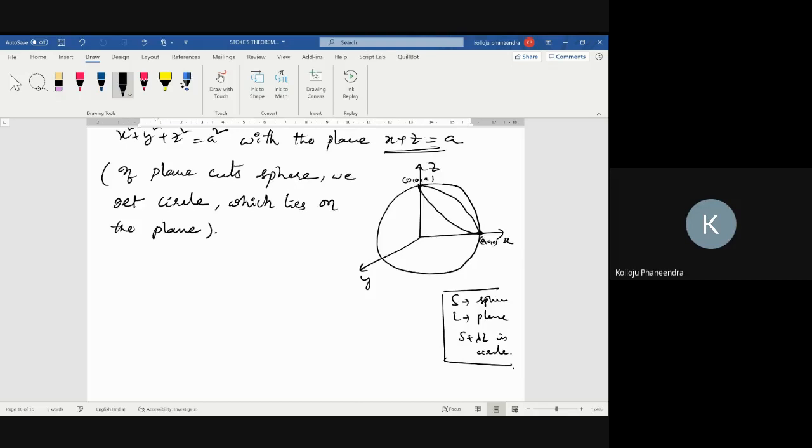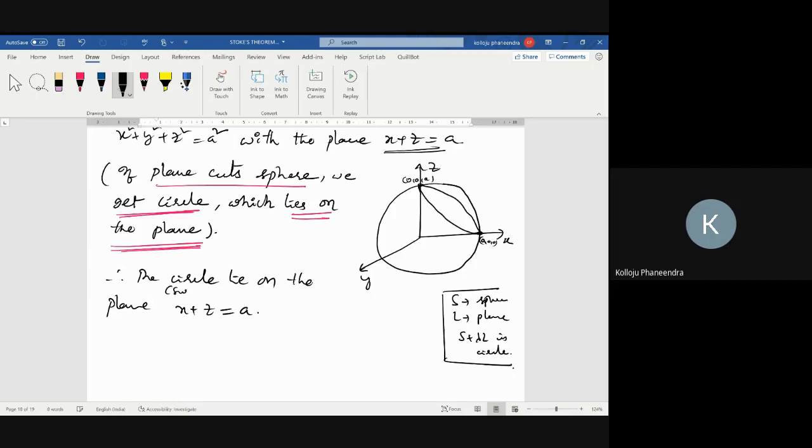In intermediate, to calculate lambda, some condition will be given for you. But here it is not like that. This is very, very important, remember this. If a plane cuts a sphere, we get a circle, and that circle lies on the plane. Therefore, the circle lies on the plane. What is the plane here? x plus z equal to a.